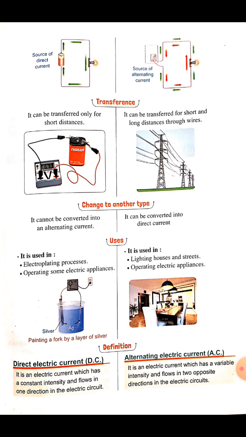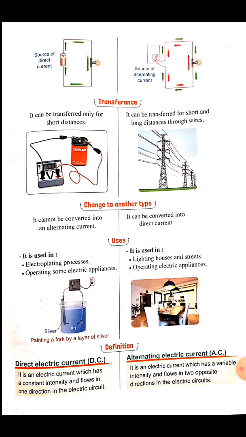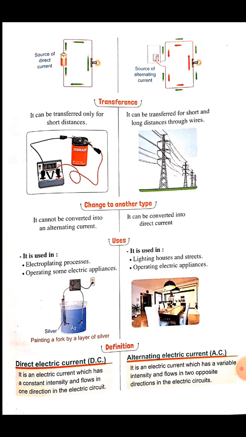What about the electroplating process? As you can see here from this figure, here we have a beaker that contains a silver rod and a fork. We want to paint this fork with silver. By using this direct electric current, silver can precipitate on the fork. You're going to study this point in chemistry in senior 3. So at the end, direct current, DC, is an electric current which has a constant intensity and flows in one direction only in the electric circuit.